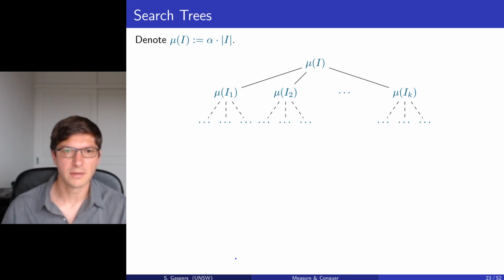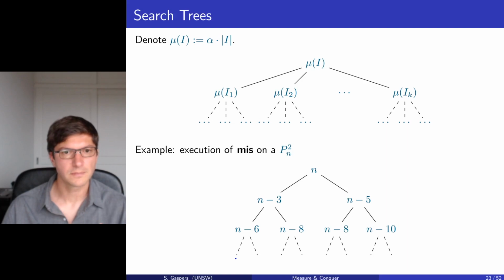So our search tree computes some children, and those also have some size. For the square of a path, the search tree looked like this. We had n vertices at the root, then n minus 3 and n minus 5 at the first level, n minus 6, n minus 8, n minus 8, and n minus 10 at the second level, and so on.